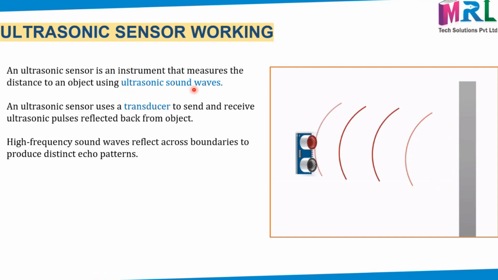You write it. First line, you write it. Ultrasonic sensor is an instrument that measures the distance to an object using ultrasonic sound waves. Have you written? If you have written, give a thumbs up. Okay, Jeffrey. Others, Tanisha. Okay, you have to write it because we have to understand how it works.